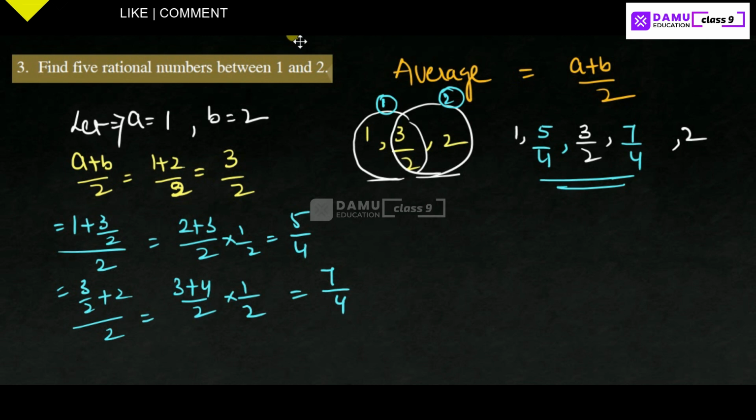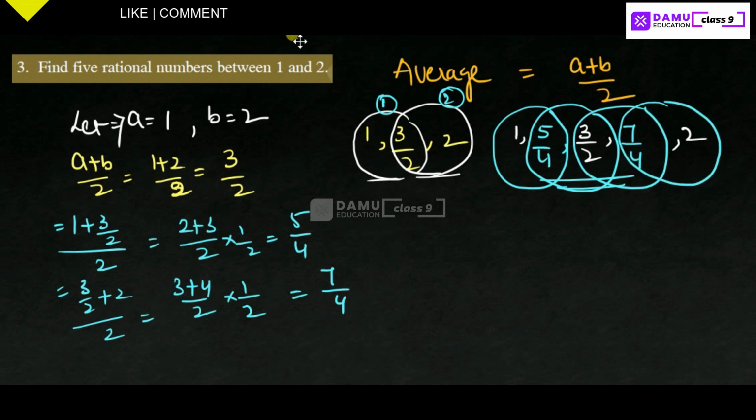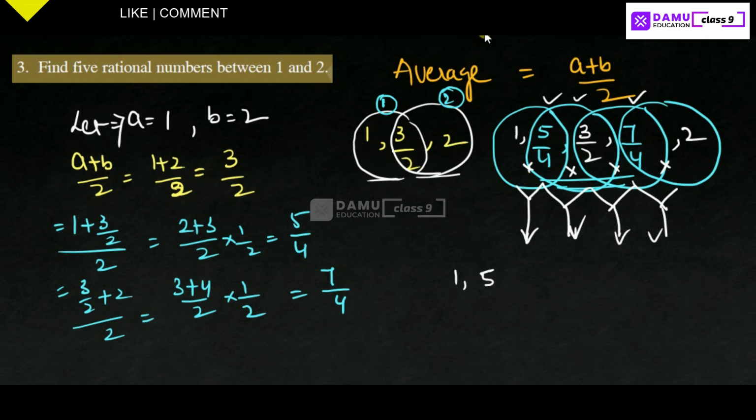Again we can calculate the combination with these values, between this 2 and this 2. If you calculate the average of these 2, we need to write the middle of these 2. Like this you need to find. All these numbers, we are going to write the middle of these numbers. Already we have calculated 3 rational numbers, that is 1, 5 by 4, 3 by 2, 7 by 4, 2. All these combinations we can calculate, like this.